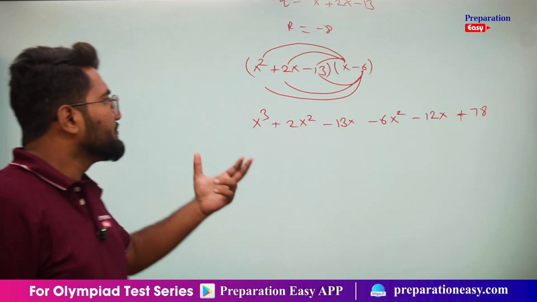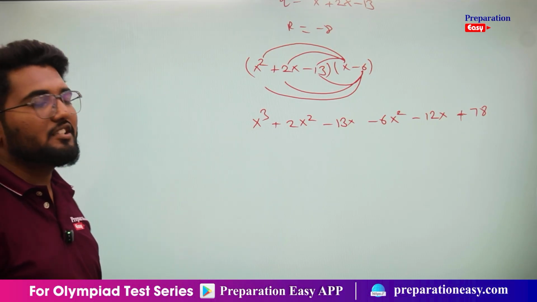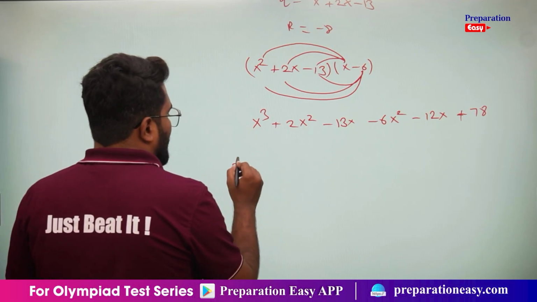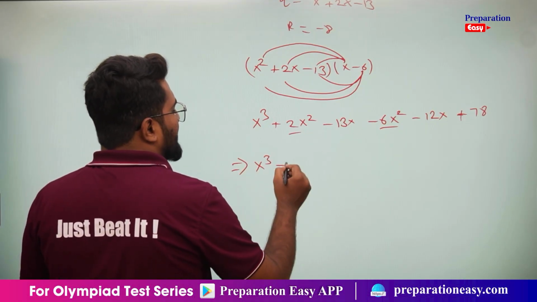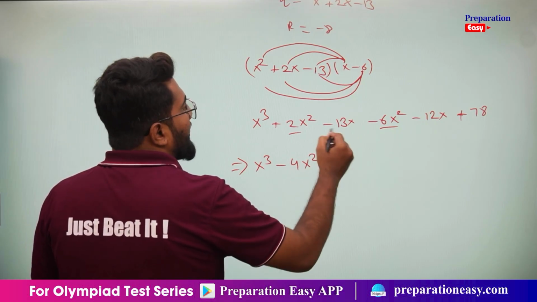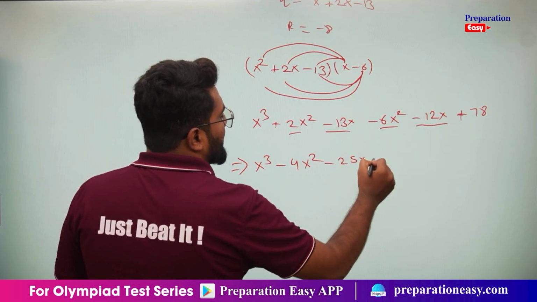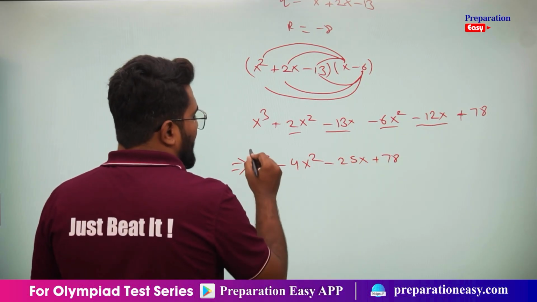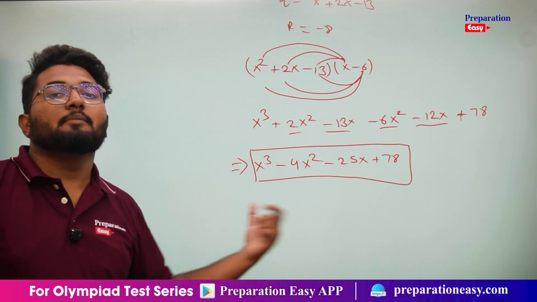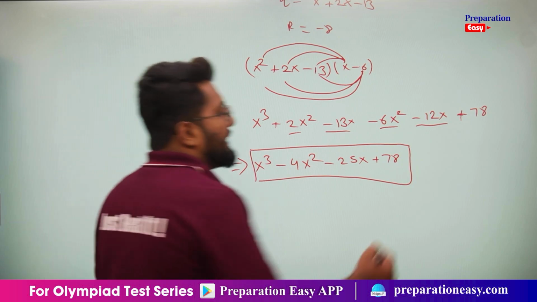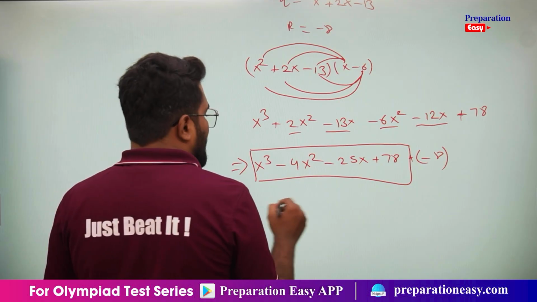Okay, so x cube plus 2x square minus 6x square, 2 minus 6 will become minus 4x square. Minus 13x minus 12x is minus 25x, and plus 78. Now what do we have to do? We have to add the remainder. Remainder is minus 8. When we add this, 78 minus 8 will become 70.